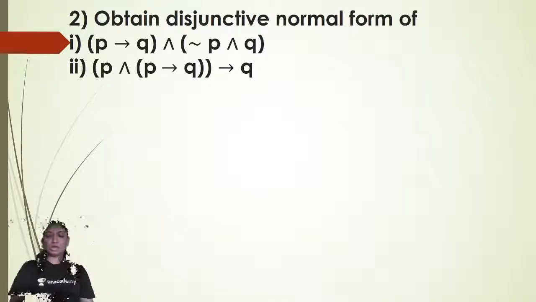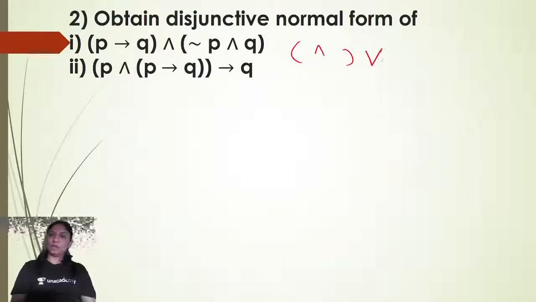Now we move further. See, obtain the disjunctive normal form. It means ultimately we have to write the disjunction of fundamental conjunctions. It means in a small bracket there is and, and between these two brackets there is or. Disjunction of fundamental conjunctions.